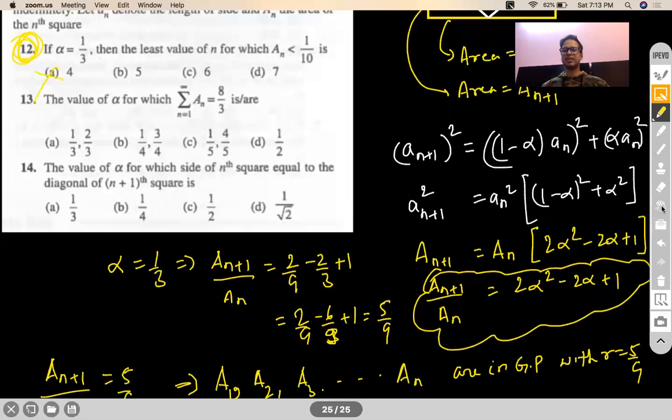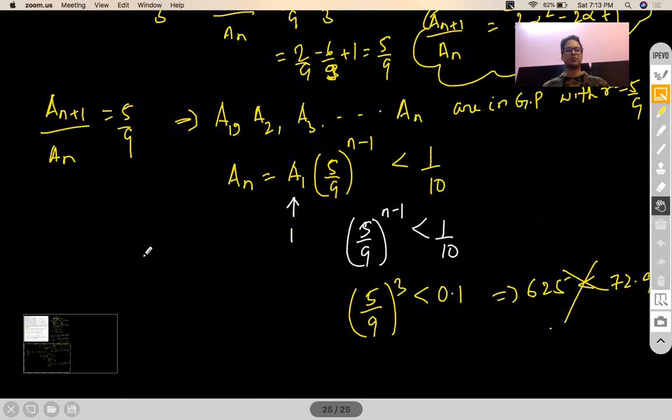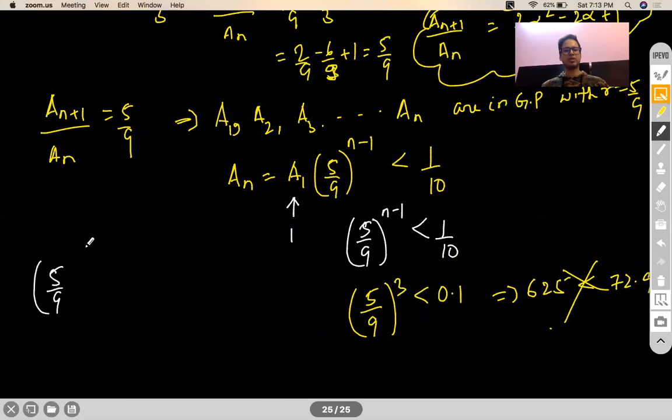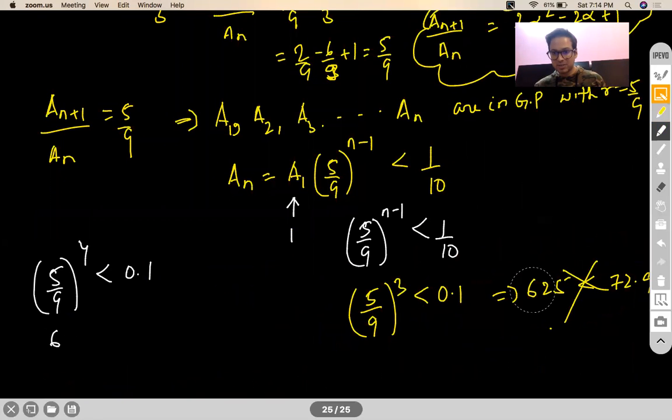Does 5 satisfy it? Let's check. So 5 to the power 4 is 625, and this is less than 0.1 times 9 to the power 4. Oh, my bad, sorry, it's not 625, it's 125. Okay, now this is 625 and this is less than 9 to the power 4.